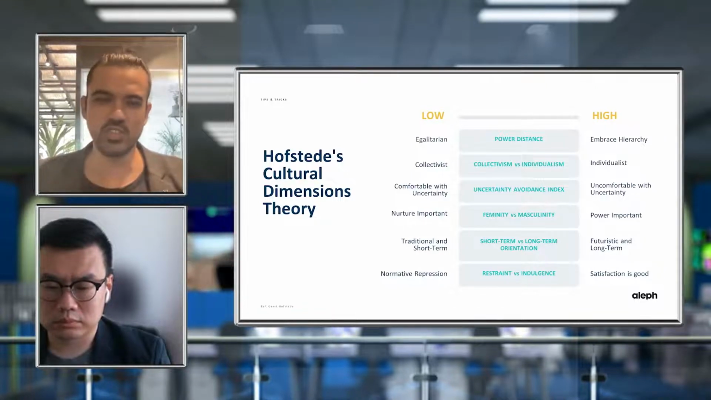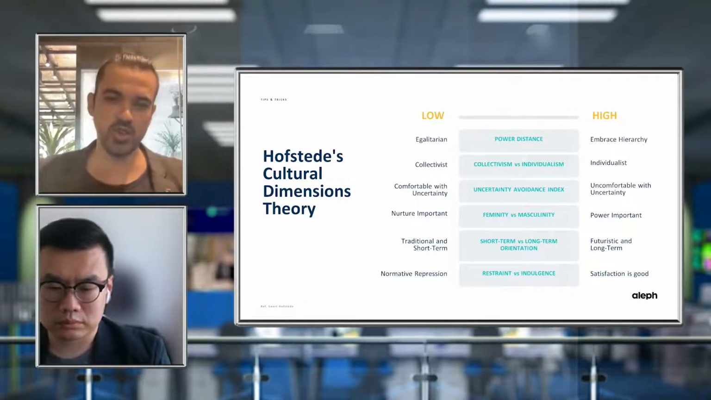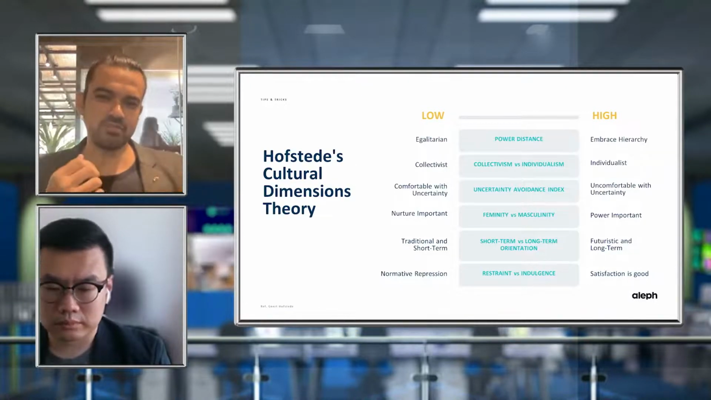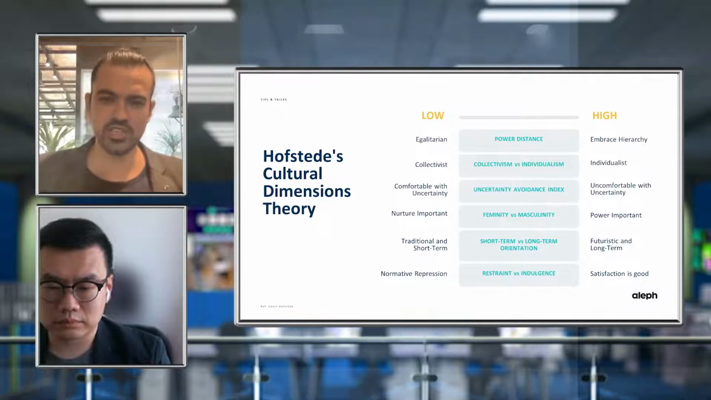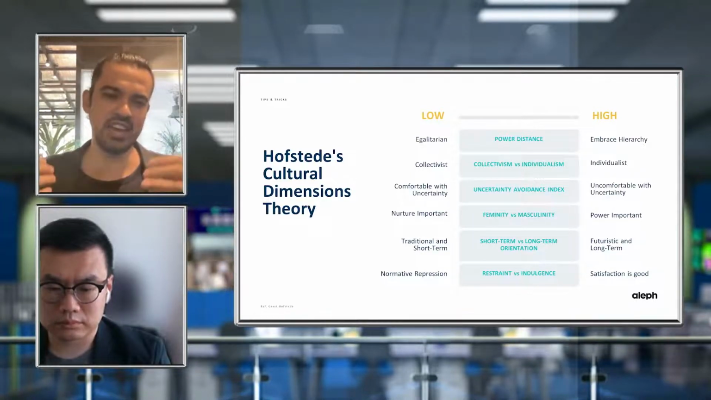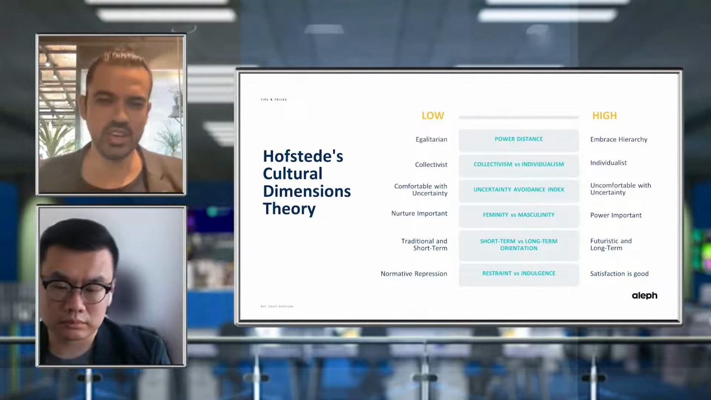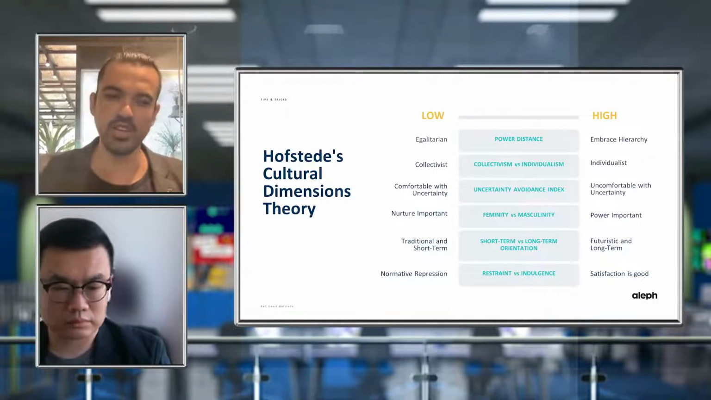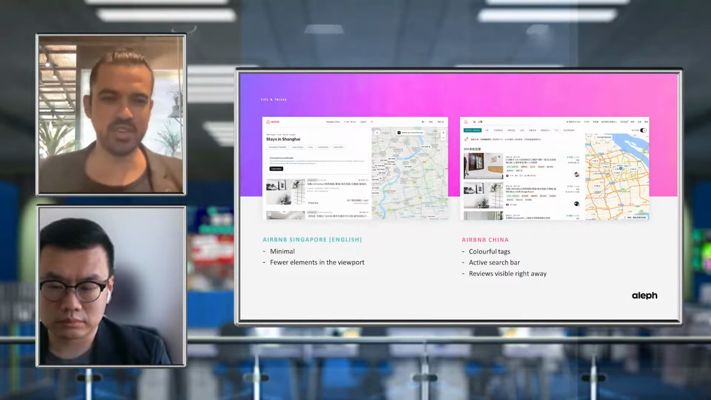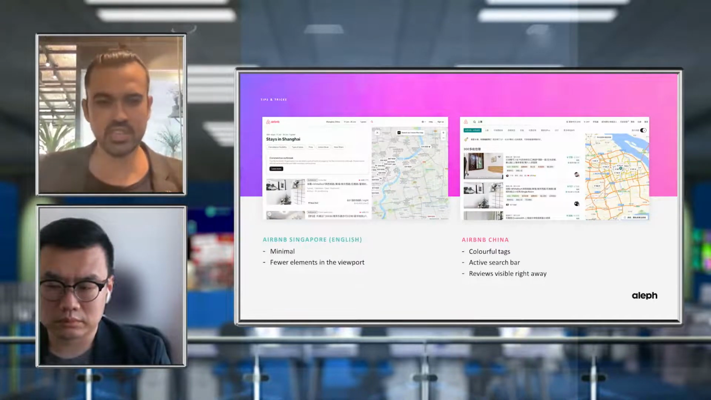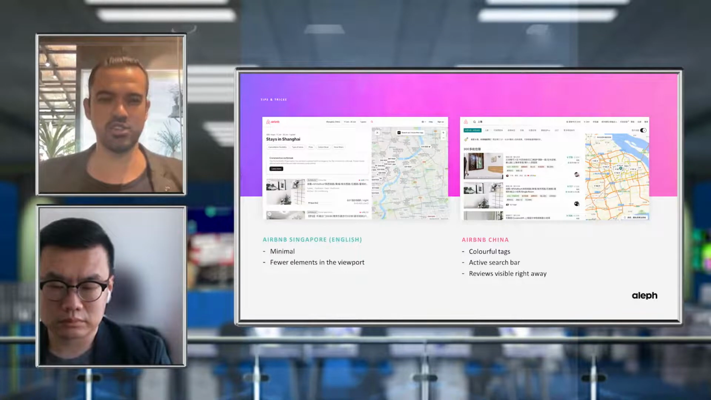Is Chinese culture comfortable with uncertainty or uncomfortable with uncertainty? Are they more individualistic or more collectivist? And then how do you use that to design for the Chinese consumer? I think a really good example of this whole trust is the difference between Airbnb Singapore, which has probably an even more Western mindset, versus Airbnb China.